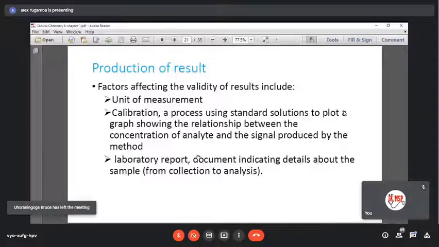And then the laboratory report. You know that the report should indicate the details about the sample. Imagine if you use a report which does not indicate the details of the sample, or which indicates the wrong details of the sample. That is also a big problem. So those are the factors that may affect your results. I think we talked a lot about that last week.